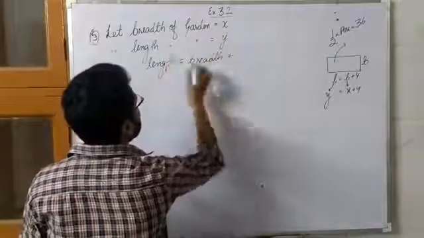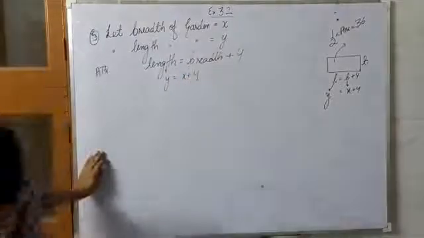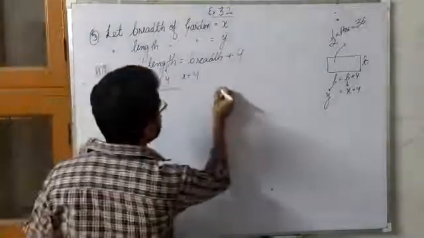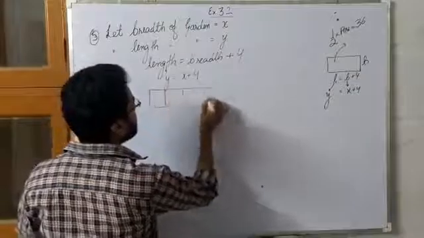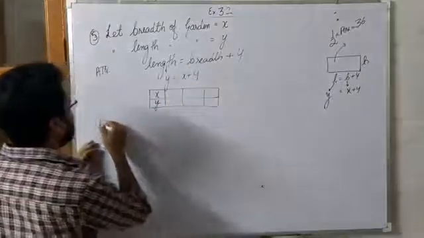So the value of length is y. So y equals x plus 4, right? And also you need to find the dimensions of the garden, so we will plot the graph also, right? Already this is y in terms of x, so just simply write x and y. Okay, points we will put later on.